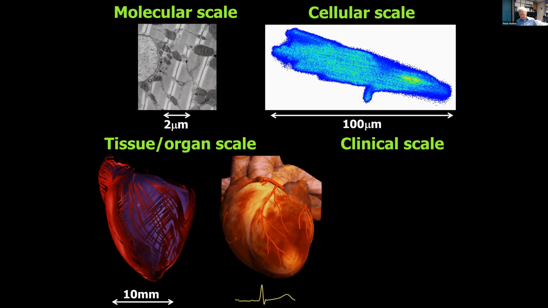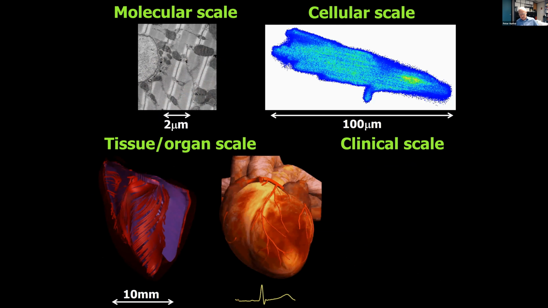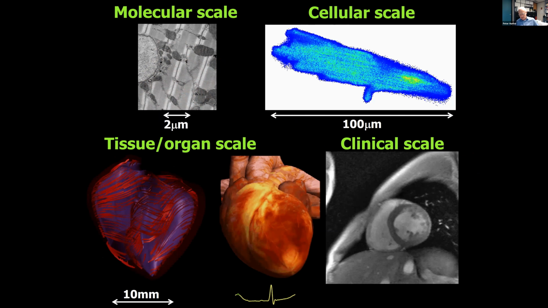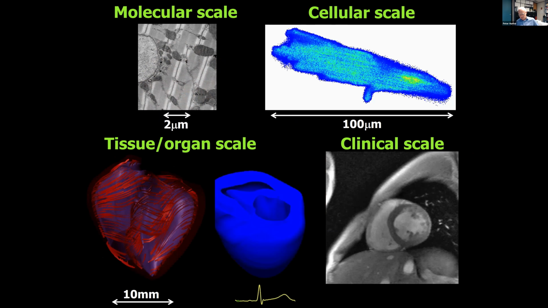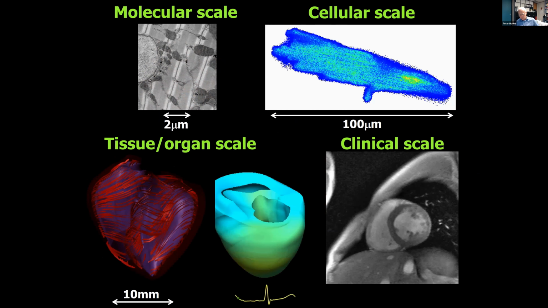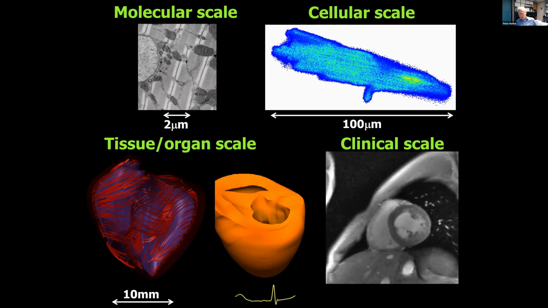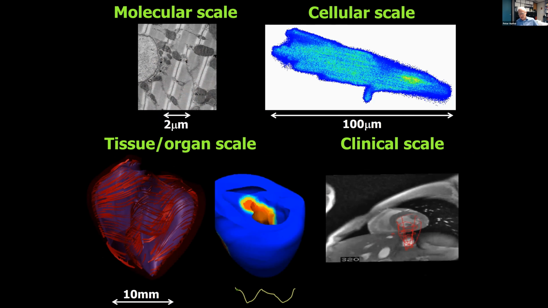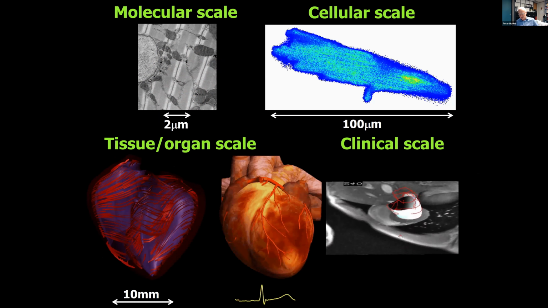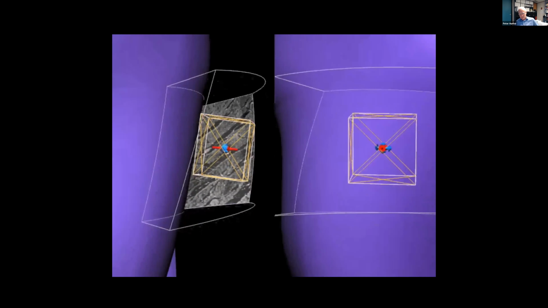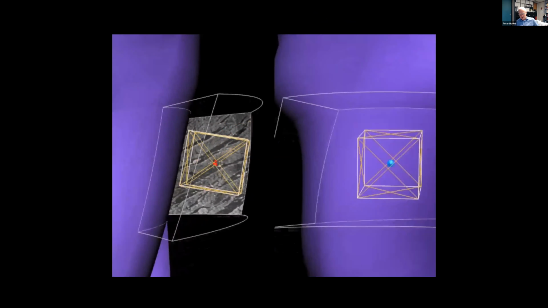So that's shown in a bit more detail here, where we go from molecular scale to cellular scale to tissue structure. It's the fibrous structure of the heart, to the whole heart, the physics of electromechanics on the whole heart. And then we use these models in clinical applications for fitting to patient data for helping with diagnostics or surgical planning.